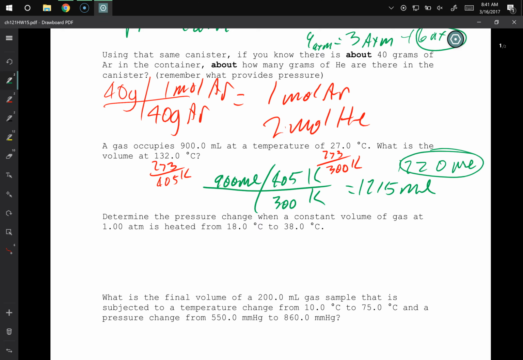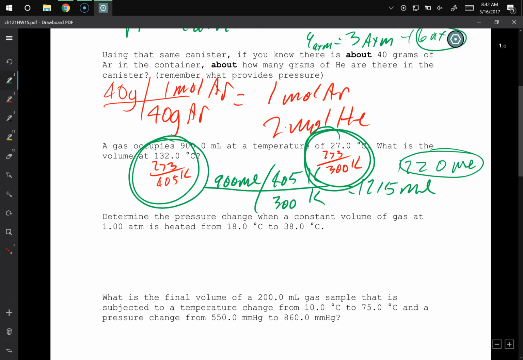Why are you shaking your head, Destiny? What part? Yep. Right there. So I got 300 for the 27. The 27 turned into 300, and the 132 turned into 405.